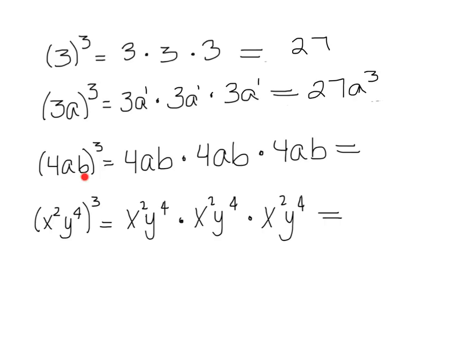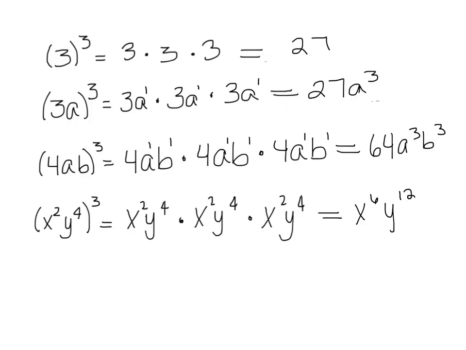Okay, same thing for here. We've got 4ab to the third. Multiply 4ab 3 times. Let's multiply 4 times 4 times 4. You should get 64. And when we do the a's, remember to add the exponents, we get a to the third. And we multiply the b's, we get b to the third. Okay, next example, if I want to raise x squared y to the fourth to the third, that means multiply it 3 times. So what would we get here? x to the 6th, y to the 12th.